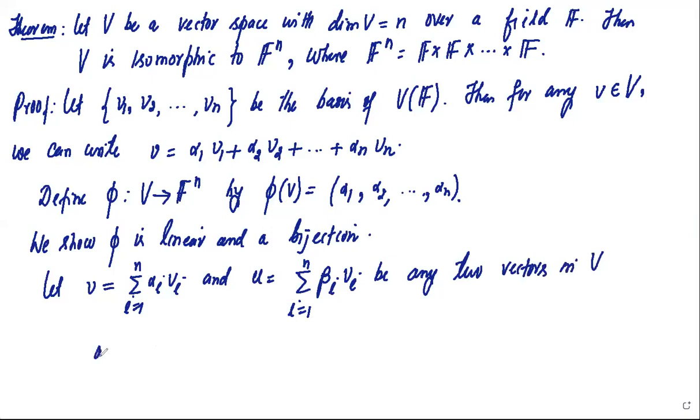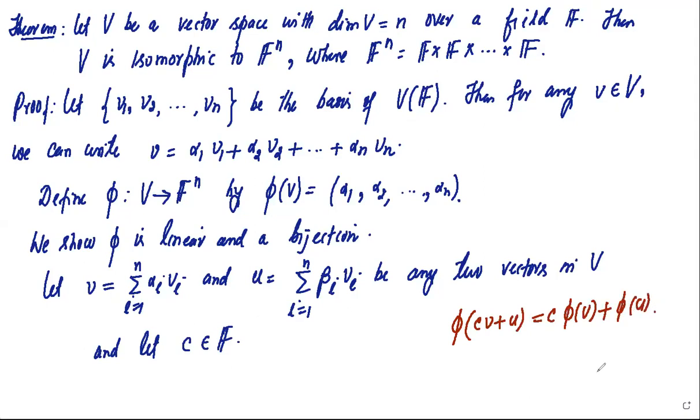And let C be any scalar from F. Then we have to show that pi of CV plus U is equal to C pi of V plus pi of U. तो ये चीज हमें दिखाना होगा फिर. तो मैं इस तरह से हम इस तरह से करेंगे. Pi of CV plus U, we will show this is equal to C pi of V plus pi of U. ठीक है. Now first let's compute what is the CV plus U.